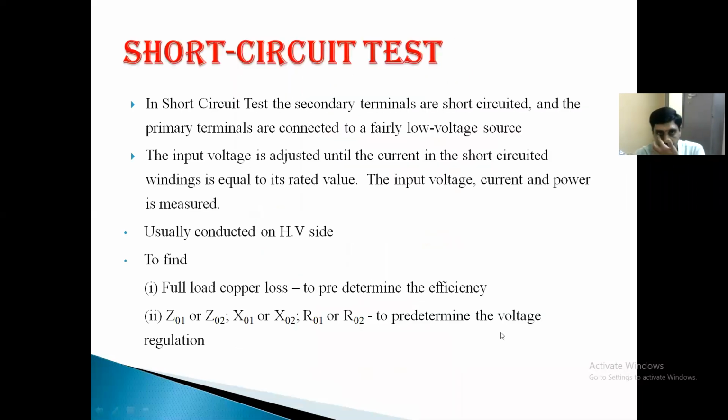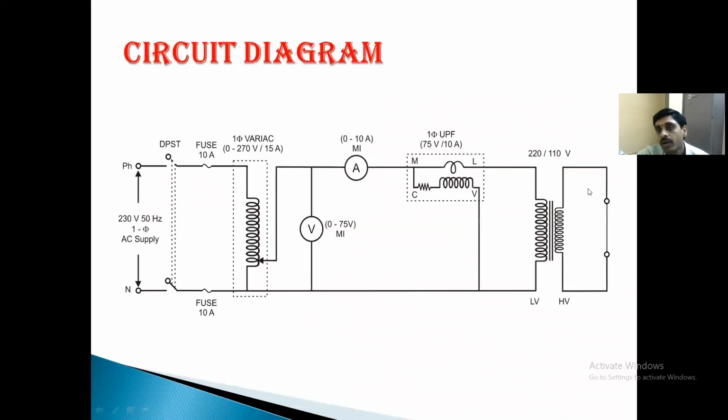So, the short circuit test. If you see, this is the picture. You have to short circuit the low voltage side, and you have to conduct the test on the high voltage side. Very important. Which side are you conducting the test? High voltage side. Which side are you short circuiting? Low voltage side. Conducting the test means where you are connecting the meters. So why are the meters connected on the high voltage side and the low voltage side short circuited?